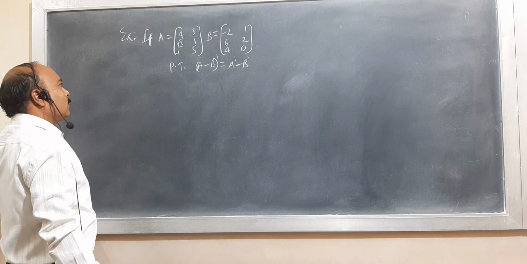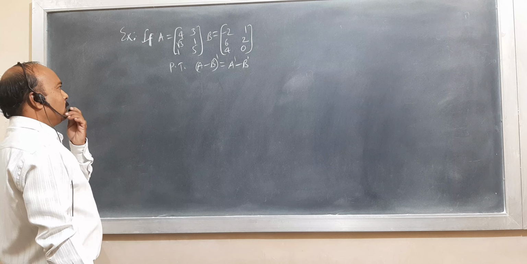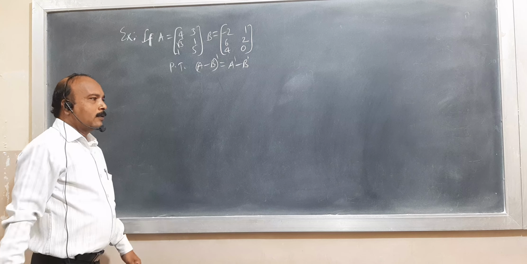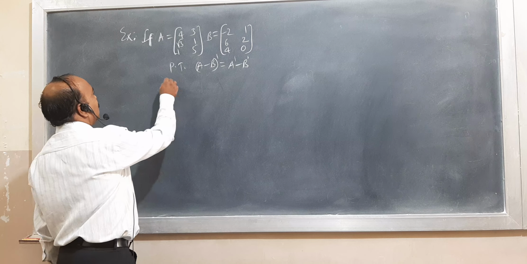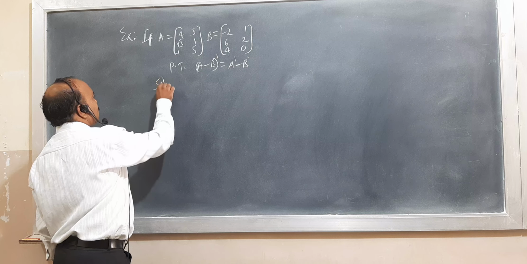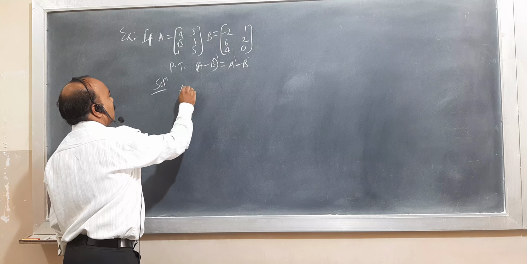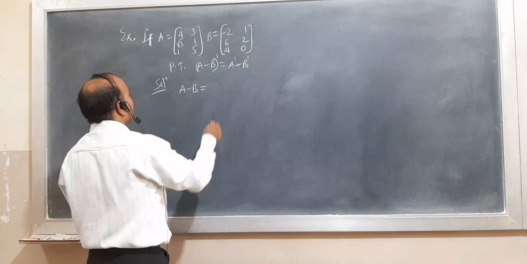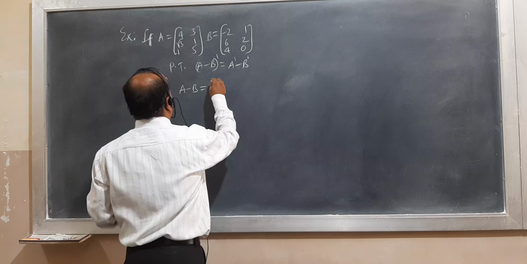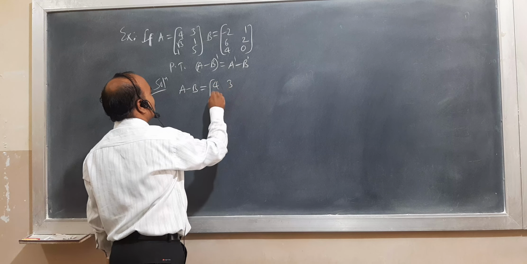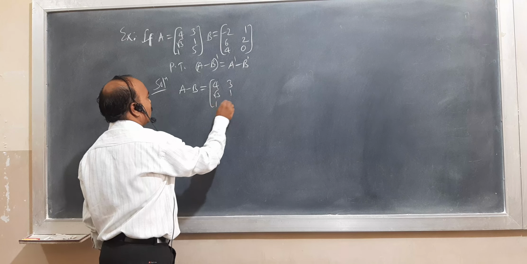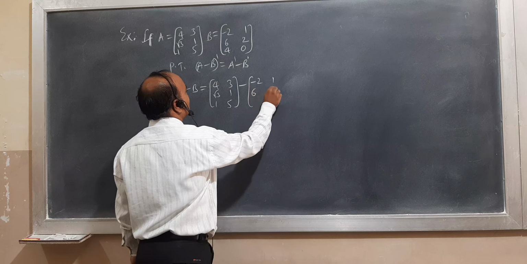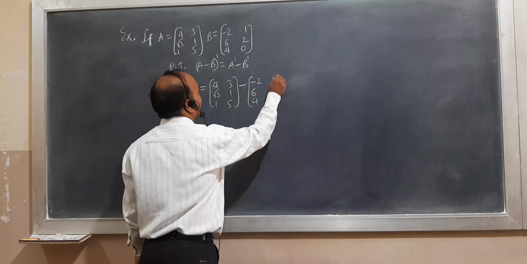Now we can prove this result by using the given matrices. First we go for the left hand side. First to calculate the value A minus B, that is given by [4, 3, root 3, 1, 1, 5] minus [-2, 1, 6, 2, 4, 0].